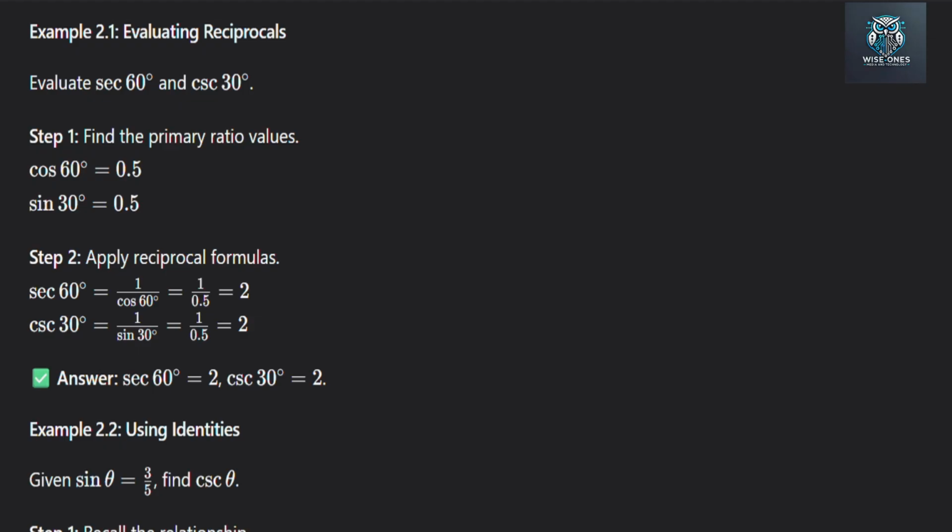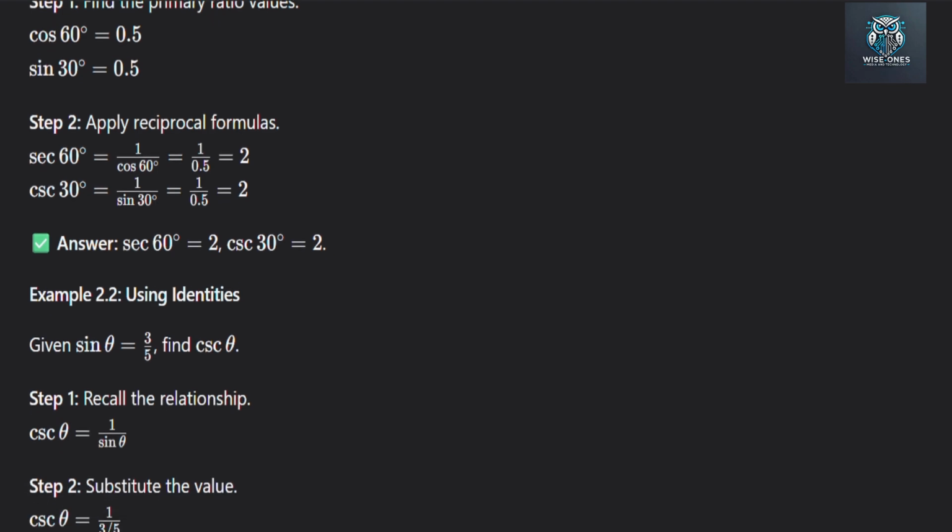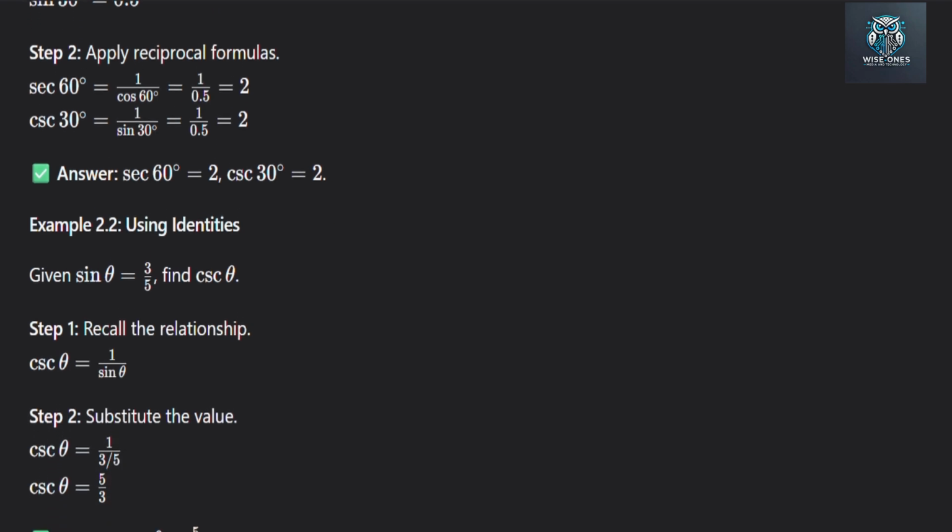Cosine 60 degrees is 0.5. Cosecant is related to sine, so we need sine 30 degrees. Sine 30 degrees is 0.5. Step 2. Apply reciprocal formulas. Sec 60 degrees equals 1 over cosine 60 degrees. 1 over 0.5 is 2. CSC 30 degrees equals 1 over sine 30 degrees. 1 over 0.5 is 2. Answer, sec 60 degrees equals 2. CSC 30 degrees equals 2. See, just flip the value.